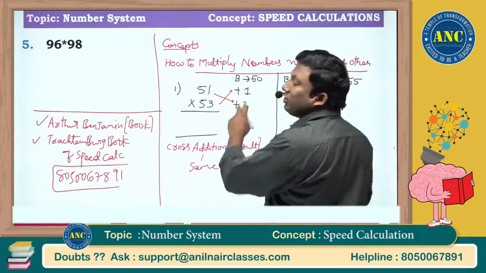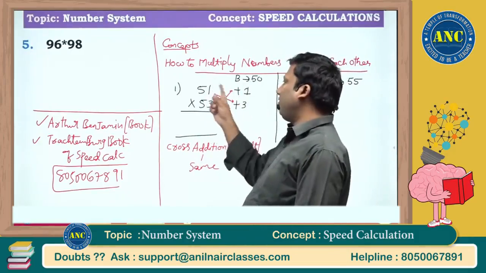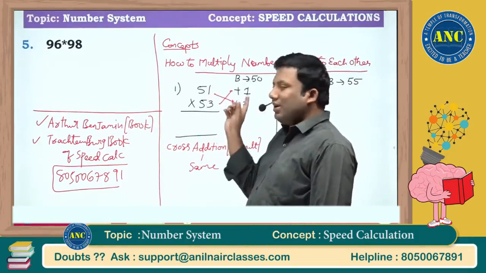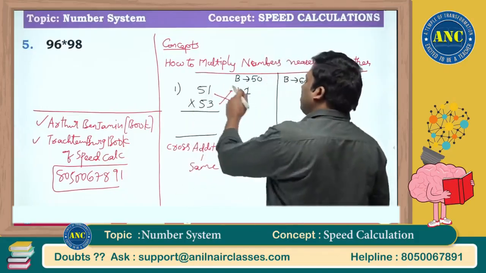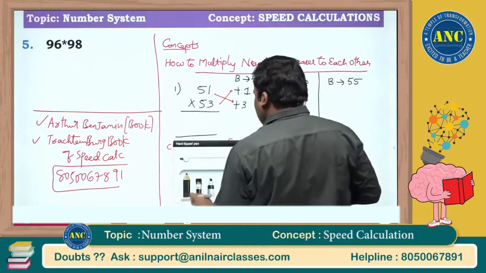51 and 53 are both nearer to base 50. 51 is 1 more than 50. 53 is 3 more than 50. Cross addition: here it is 54, and here also it is 54.